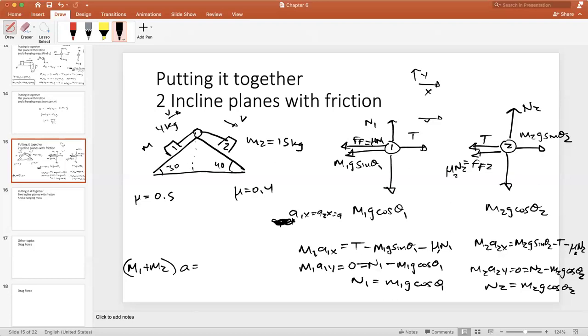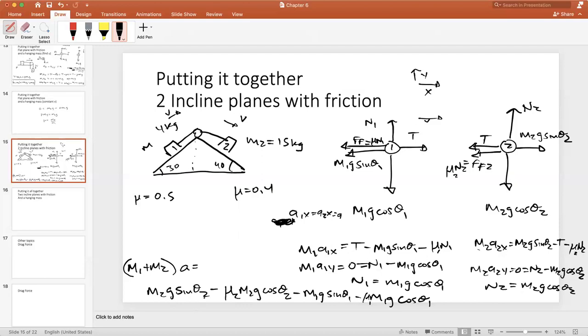That's got to be equal to, solve this for T, plug it in there. That has to be equal to M2G sine theta 2 minus mu2 M2G cos theta 2 minus M1G sine theta 1 minus M1G mu1 cos theta 1. All of these.